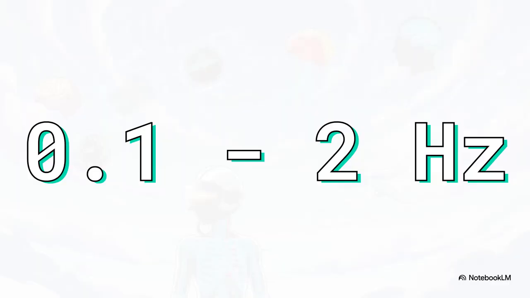Why does our body betray us like this? It's a mismatch between what you see and what your vestibular system feels. I need you to lock this specific number in your brain: 0.1 to 2 hertz.